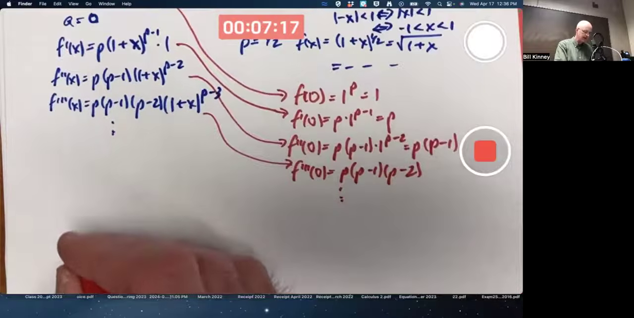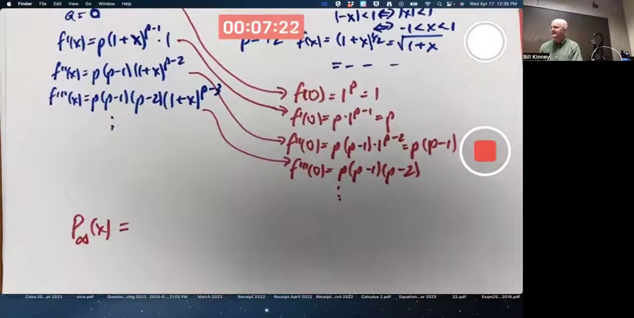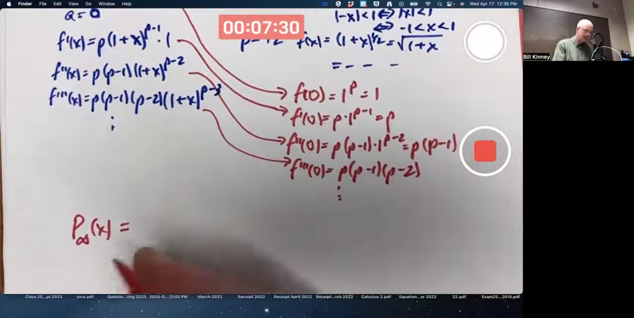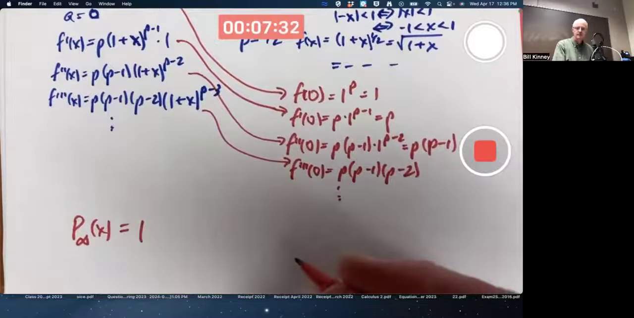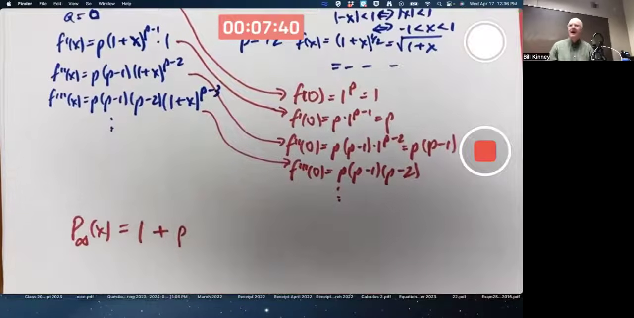So the Taylor series, call it P_infinity(x), sub infinity because it's got infinitely many terms. It's an infinite series. It's not a Taylor polynomial. It's a Taylor series. It is f(0), which is 1, plus f'(0), which is p, times (x - 0). In the Taylor series formula, you always have powers of x - a, where a doesn't have to be 0, except 90% of the time or more, it is 0. x - 0 is just x.